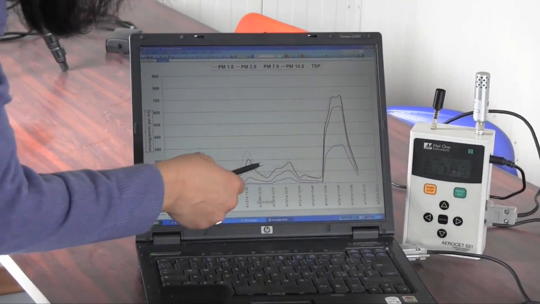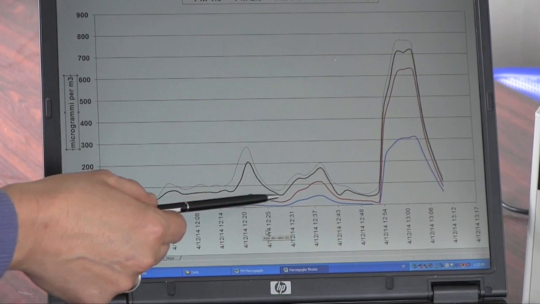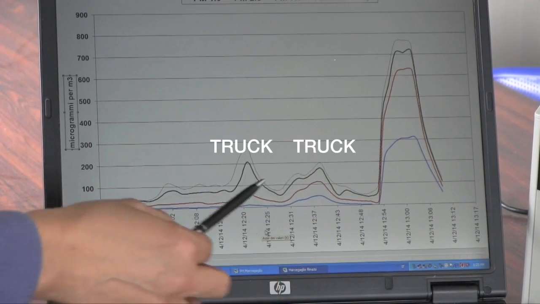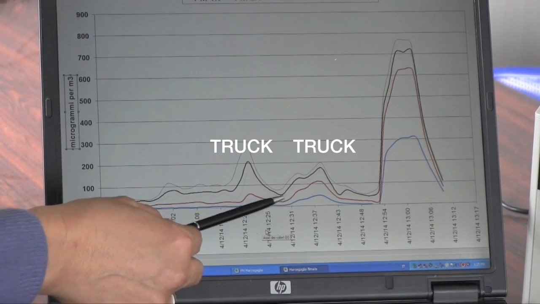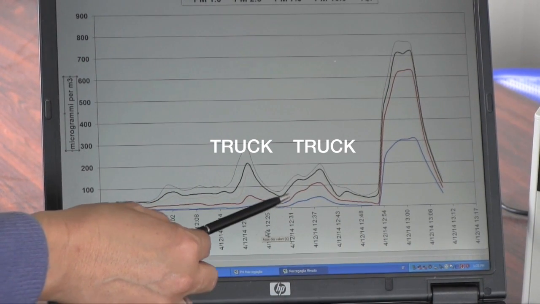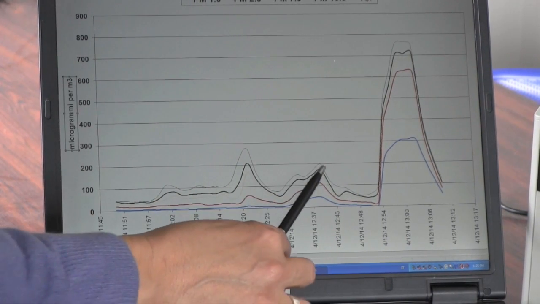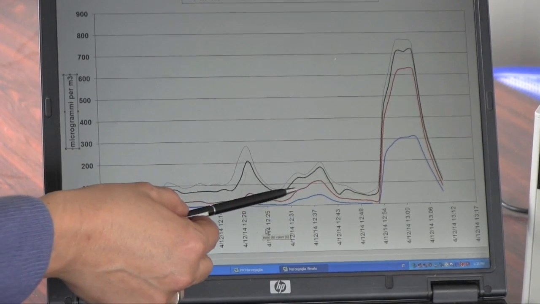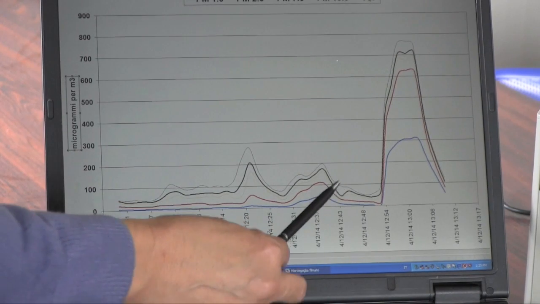Here we see the results on the PC screen, and we can compare the particle emissions from the truck with the particle emissions from the cigarettes. The first 2 peaks were caused by the truck. First, when the truck was started and tested, and then when the driver revved up the truck and ran it for 8 minutes. The upper black line represents particulate PM10 mass concentrations. The red line shows the PM 2.5 concentrations, and the blue line at the bottom shows the PM1 values.